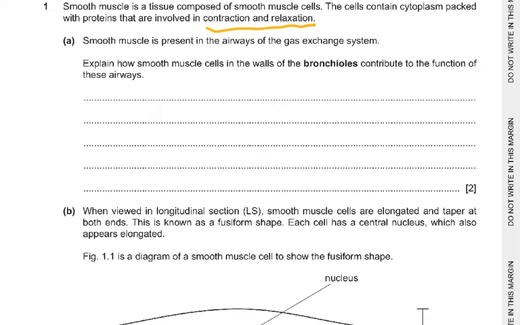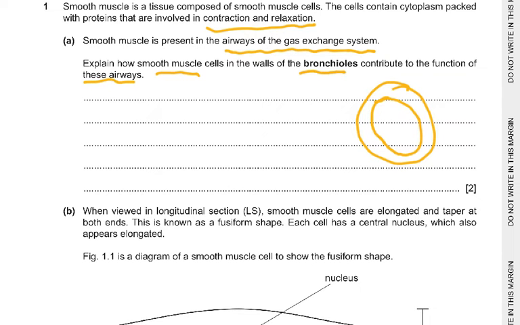Smooth muscle is present in the airways of the gas exchange system. So they're telling you this in the question. Explain how smooth muscle cells in the walls of the bronchioles contribute to the function of these airways. So basically, muscles can contract and relax. That gets you 1 mark. Now, you've got to understand, if it contracts, the lumen diameter becomes smaller. And when it relaxes, it goes back to its original diameter.